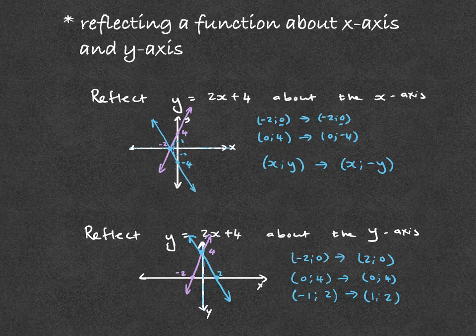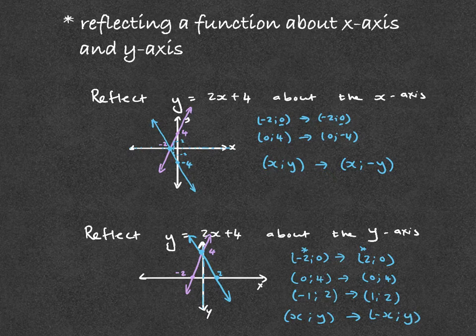So what happened to it? Something happened to the x value, the y value stayed the same. So if we would write it down, x, y, okay, what happened to the x value? The x has been multiplied by minus 1, and the y value stayed exactly the same.